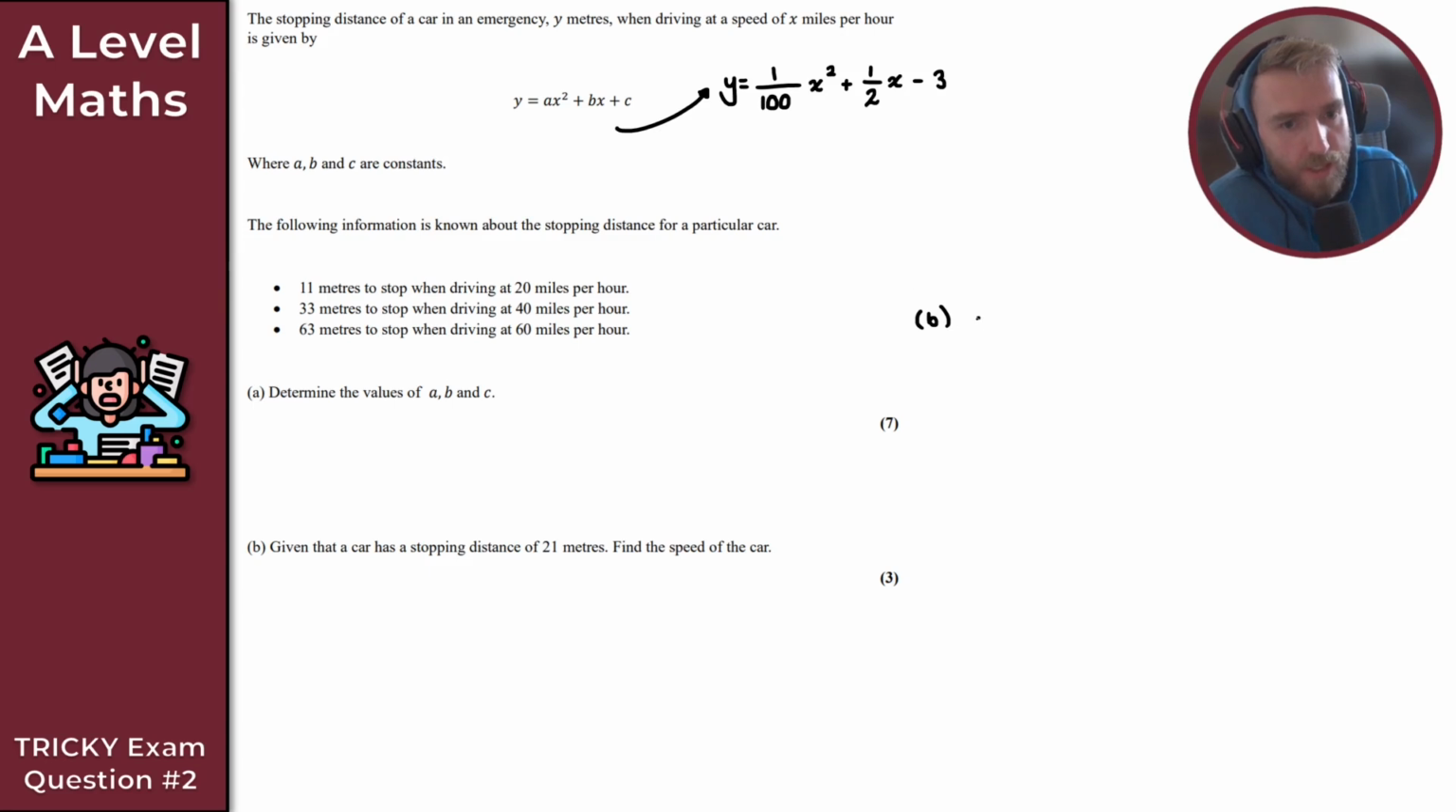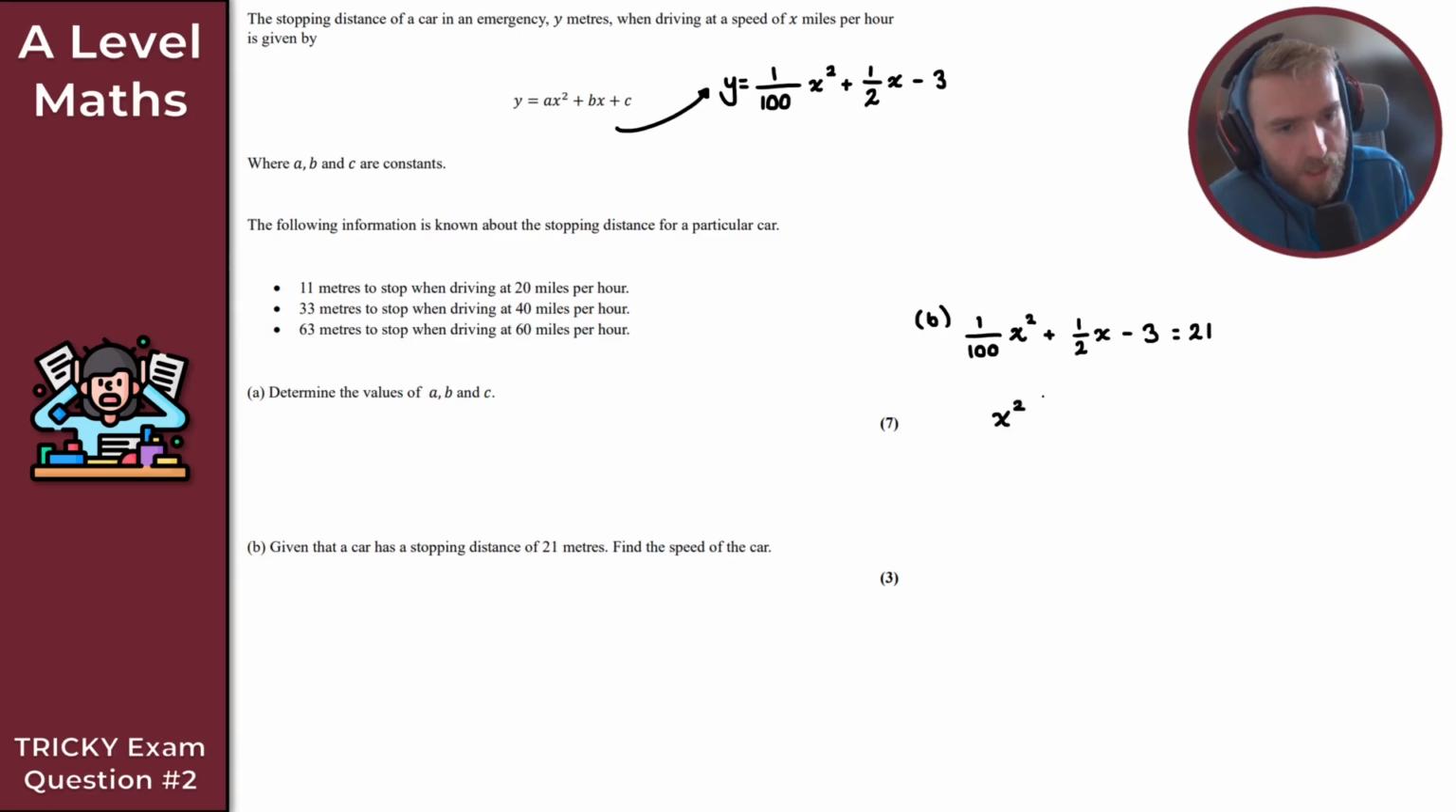So what I get here then is 1 over 100 x squared, plus bx here, where b is a half, so a half x, like so. And then finally -3 here, and all of this is equal to 21, okay? Now, if we're going to attempt to solve this quadratic here, this coefficient of 1 over 100 isn't nice, right? So to alleviate that problem, all we do here is just times it by 100, okay? So if we do that then, what we get here is x squared.